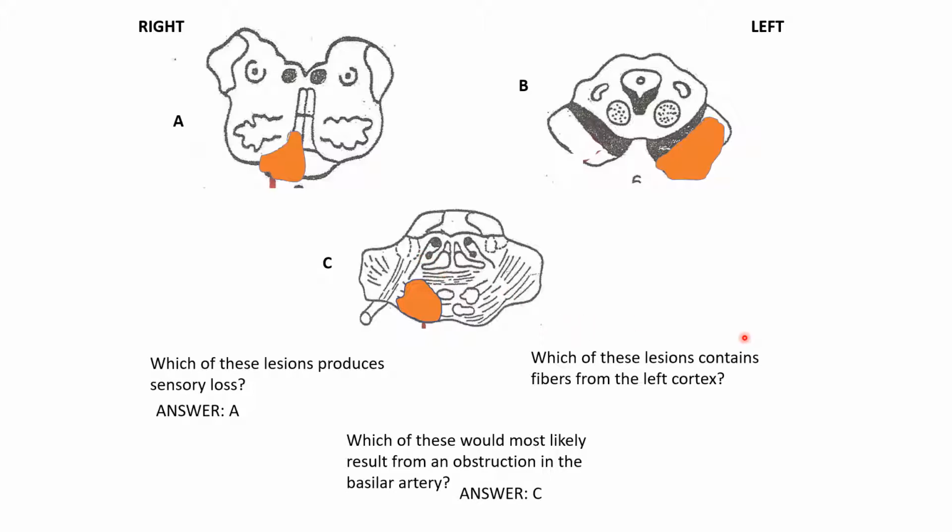Which of these lesions contains fibers from the left cortex? So we're looking for the corticospinal tract, and of course we have the corticospinal tract sitting here in the crus cerebri, and this is the left side, so that corticospinal tract from the left side would come down through the crus cerebri at this location. So this would be correct, and that's B.